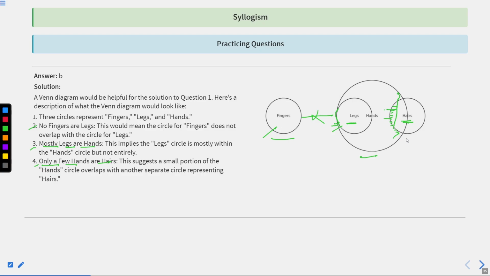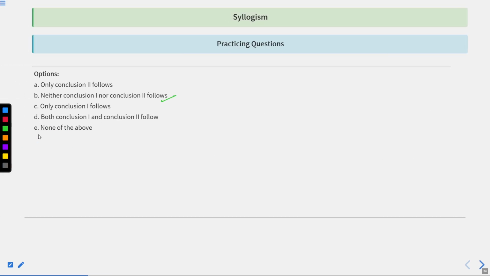So according to the statements, the legs and fingers have no relation. Legs and hands have a relation. Hands and hairs have a relation. Okay, but apart from these three statements, there is nothing that you can figure out. So that is why the answer will be neither conclusion 1 nor conclusion 2 follows.